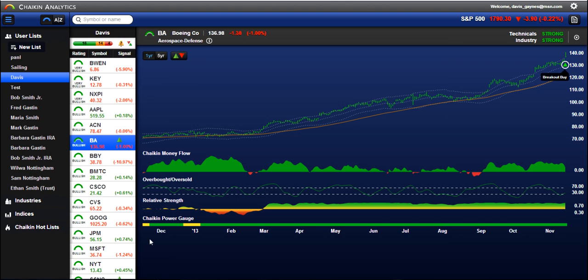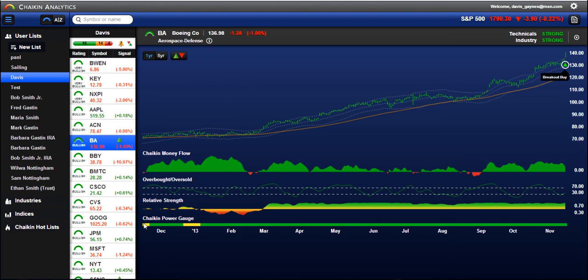And then finally, the ribbon on the bottom, the Chaikin Power Gauge over time. So this tells us on any particular date we want to look at exactly what the Power Gauge rating was, very bullish in this case on February 7th. And you can see it's been bullish or very bullish for the vast majority of the past year, except for this one point right here where it was neutral a little bit back in early December.